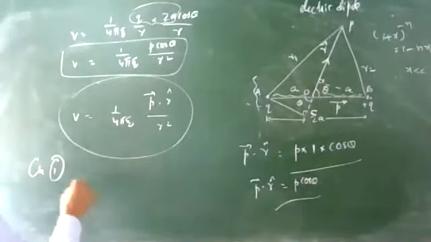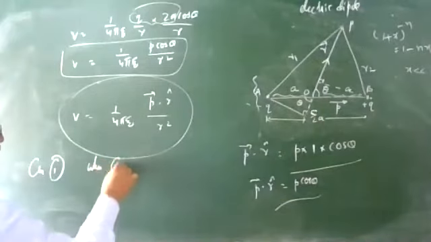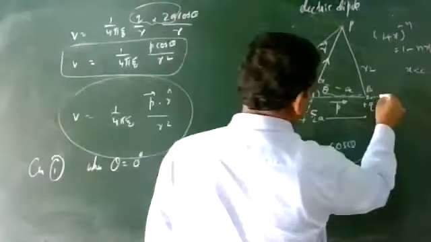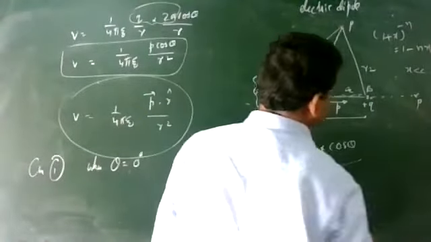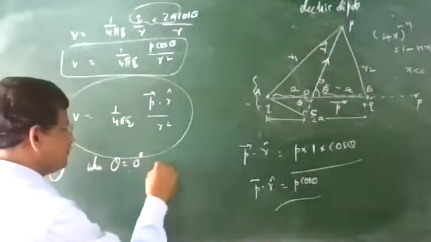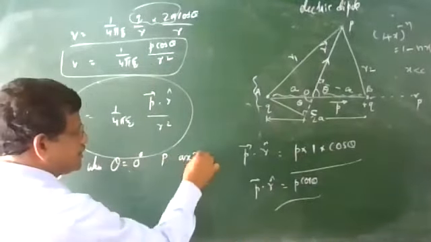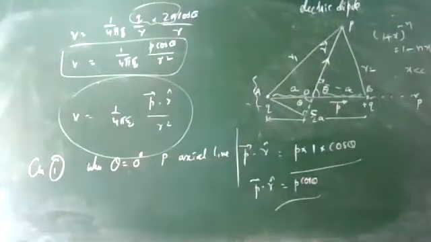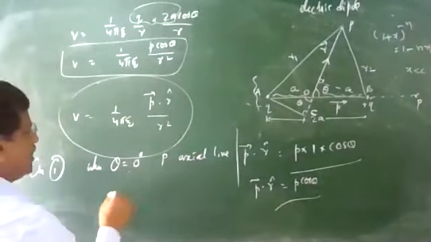Case 1: when theta is 0, where will the point be? Theta 0 means the point P will be on the axial line. So theta equals 0 degrees.